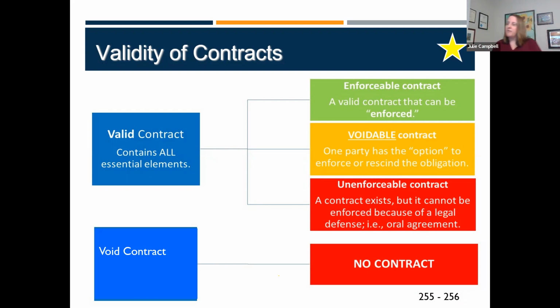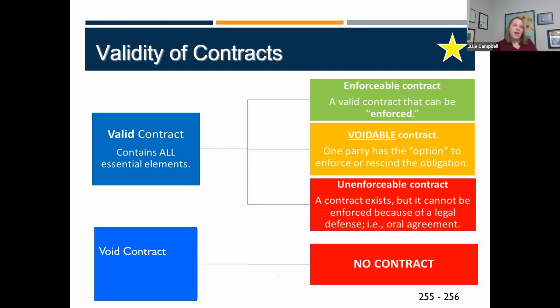So the validity of contracts, make a note, top of your book, page 256, figure 9.1, a nice little summary of what we're getting ready to talk about. You've got that information there as well. The judge is either going to view the contracts as valid or void.